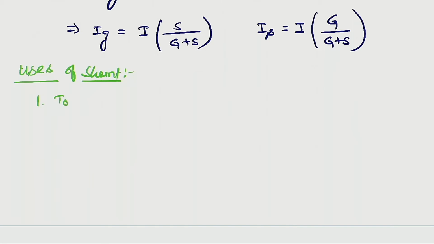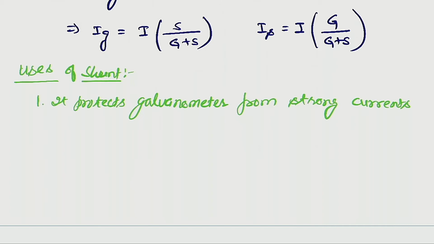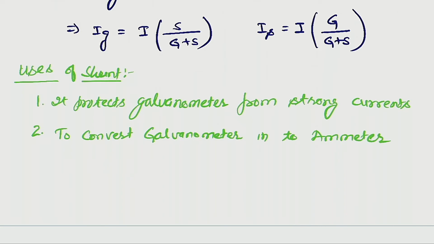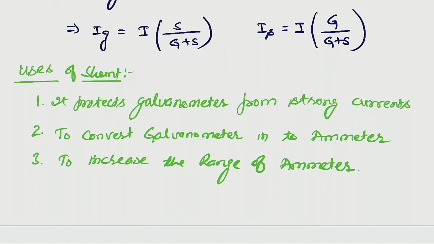So the first point we can write is that it protects the galvanometer from strong currents. The second is to convert a galvanometer into an ammeter. An ammeter is a device which is used to measure electric current. The third is to increase the range of an ammeter so that it can measure more current. So this is the shunt.